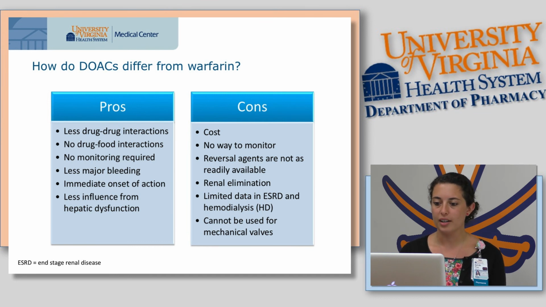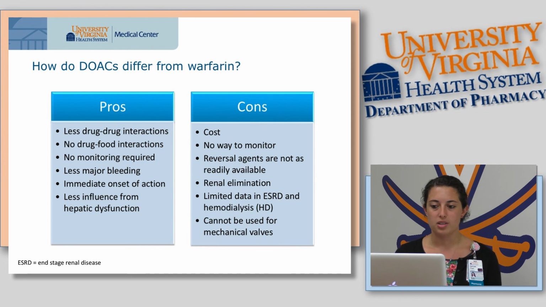Some cons of the DOACs are cost. Warfarin is usually a lot more affordable for patients, but depending on their insurance and then each year that these remain on the market, they do get more affordable for patients, and many of the insurance companies are actually paying for them now. There's no way to monitor these, so that's a pro in some ways because patients don't have to continuously go get lab work done. But if we ever were worried that they were at a higher risk of bleeding and wanted to see how anticoagulated they are, the assays that we do to measure this are not as straightforward as with warfarin.